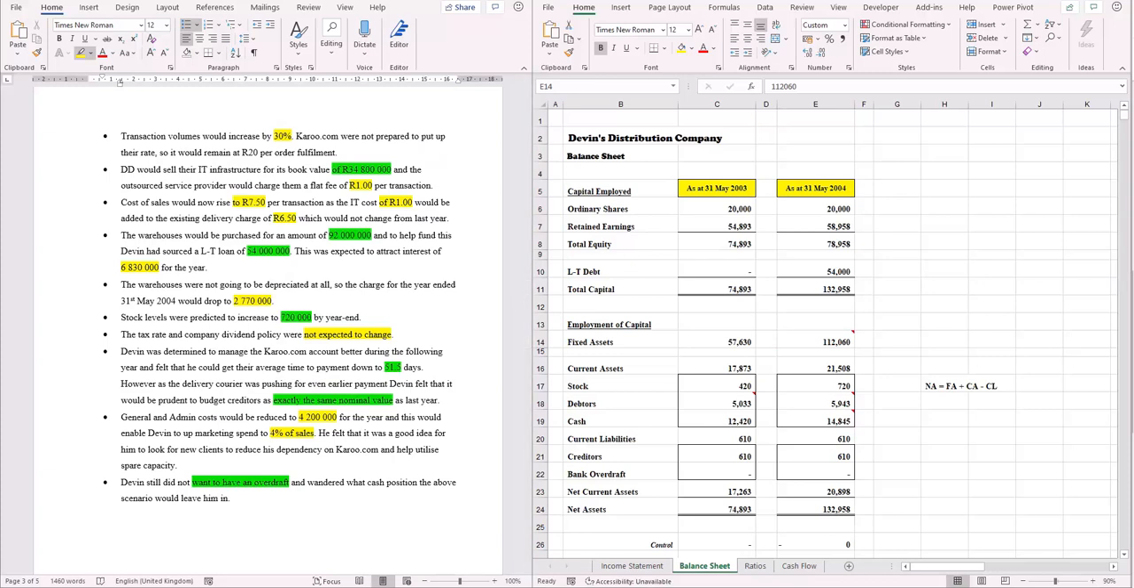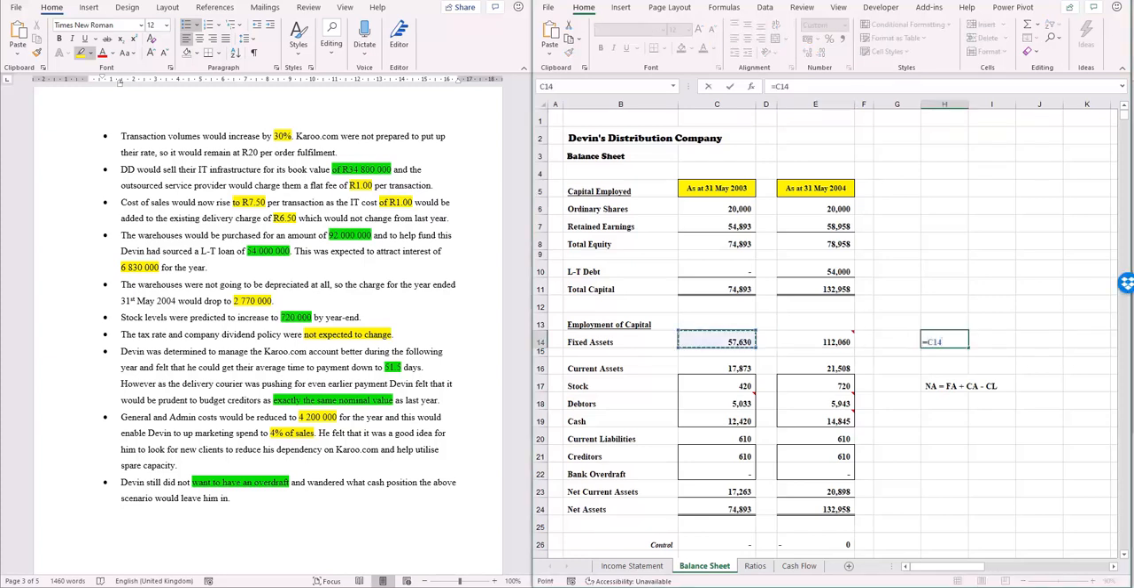Right, here's the data we need. DD would sell their IT infrastructure at the book value of 34.8, and an outsourced service provider would charge them a flat fee of $1 per transaction. Okay, we've built the $1 into the cost of sales.